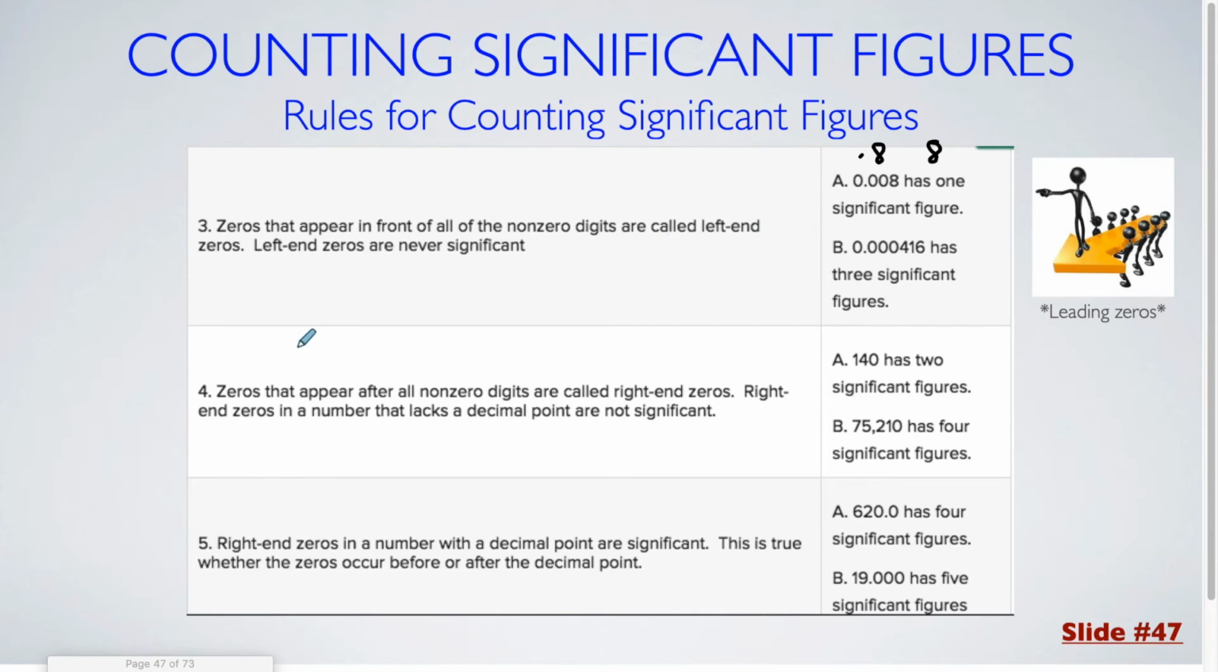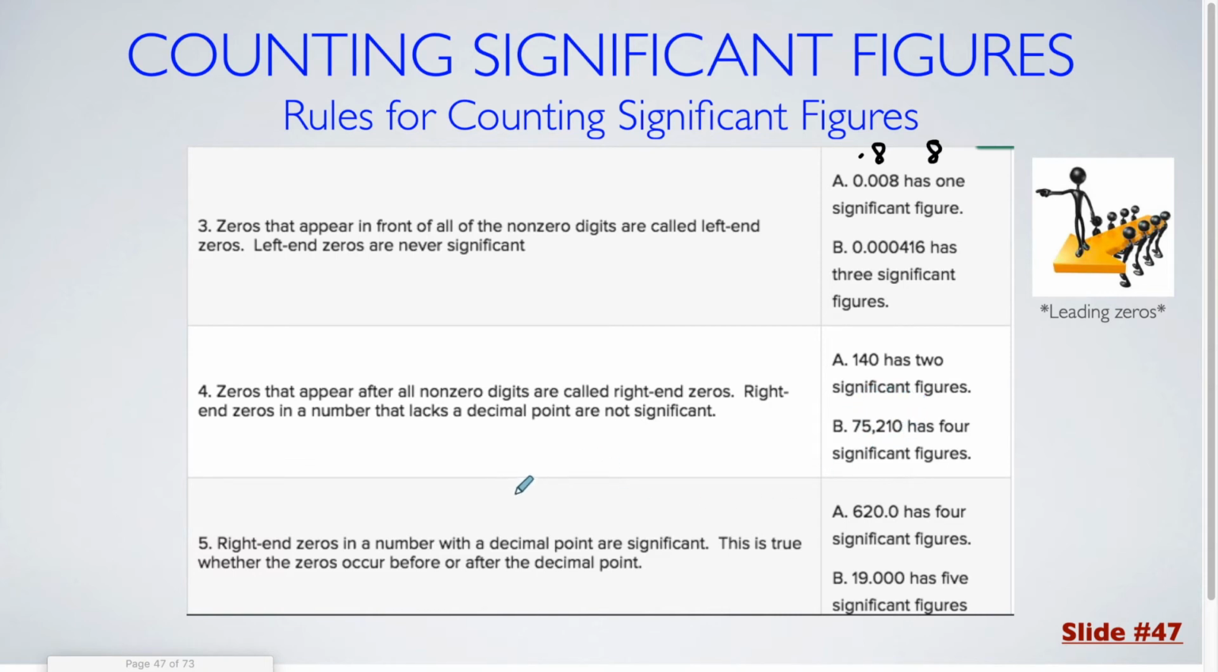Rule number 4. Zeros that appear after all non-zero digits are called right-end zeros. Right-end zeros in a number that lack a decimal are not significant. So 140, 75,210, those zeros on the end are not going to count. So this would have 2, and this would have 4.